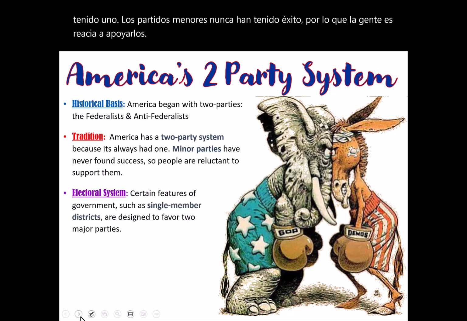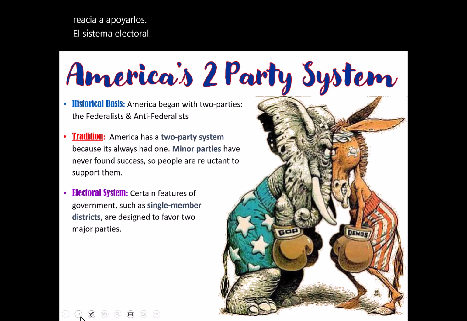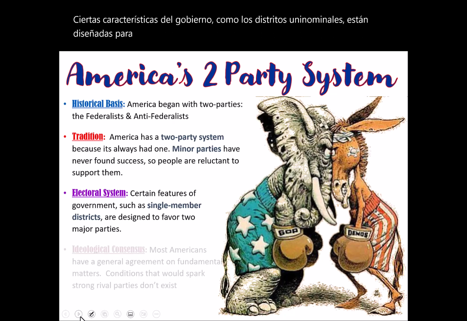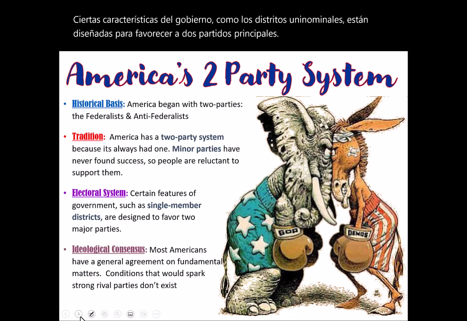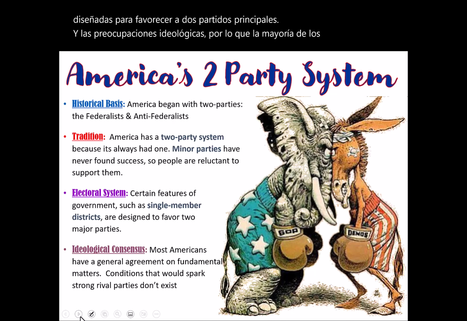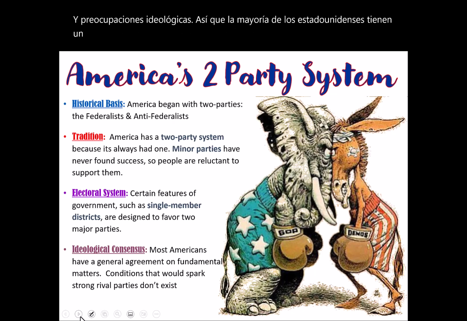The electoral system. Certain features of the government, such as single-member districts, are designed to favor two major parties. And ideological concerns. Most Americans have a general agreement on fundamental matters. Conditions that would spark strong rival parties don't exist.